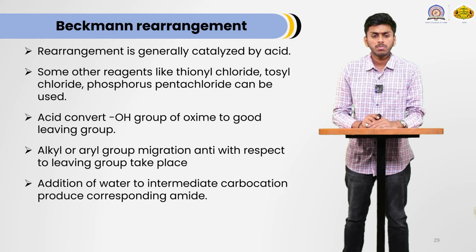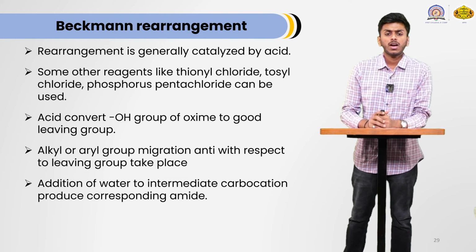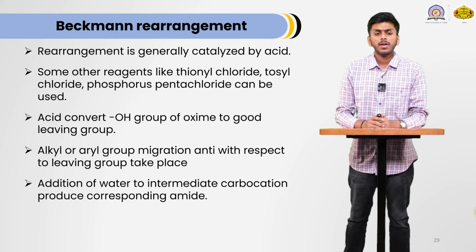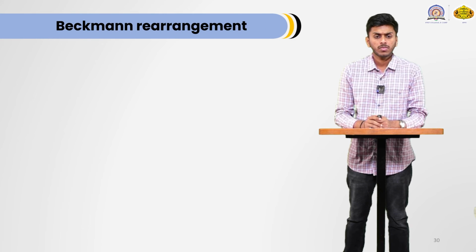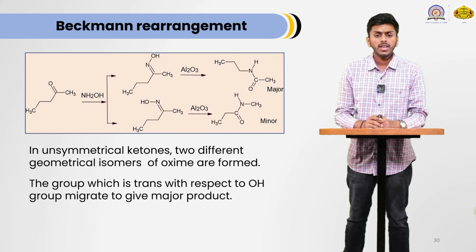Rearrangement is generally catalyzed by acid. Some other reagents like thionyl chloride, tosyl chloride, phosphorus pentachloride can be used. Acid converts the OH group of oxime to a good leaving group. Alkyl or aryl group migration anti with respect to the leaving group takes place. Addition of water to the intermediate carbocation produces the corresponding amide. Here is an example of Beckmann rearrangement.